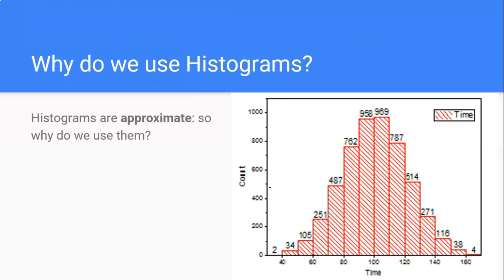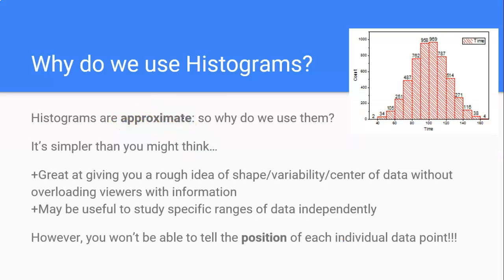Histograms are approximations. Because I can't get the original data set back, I don't know exactly how many pieces there were, it's difficult for me to say it's anything but an approximation. They are approximate. So why do we use them? They are great at giving you a rough idea of shape, variability, center of data without overloading viewers with information. They may be useful to study specific ranges of data independently, but you won't be able to tell the position of each data point. You could do that with a dot plot, you could do that with a stem and leaf plot. You cannot do that with a histogram.